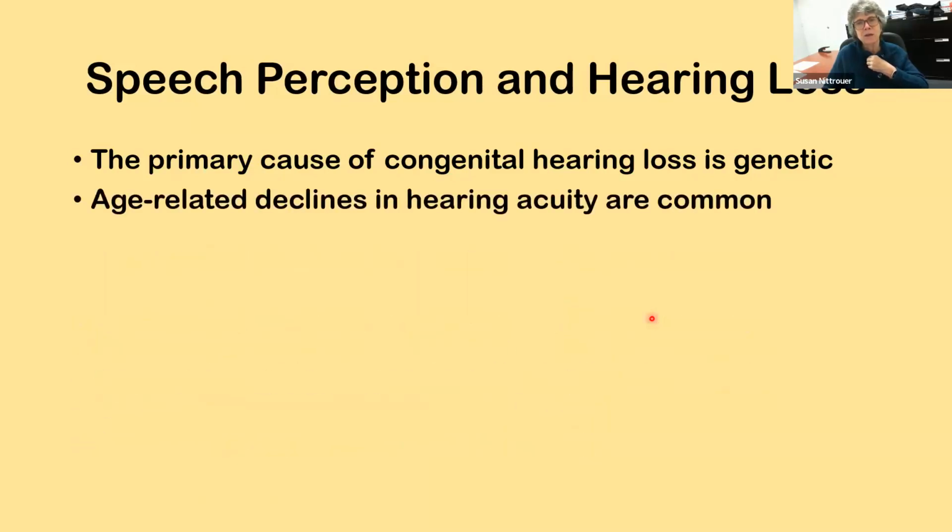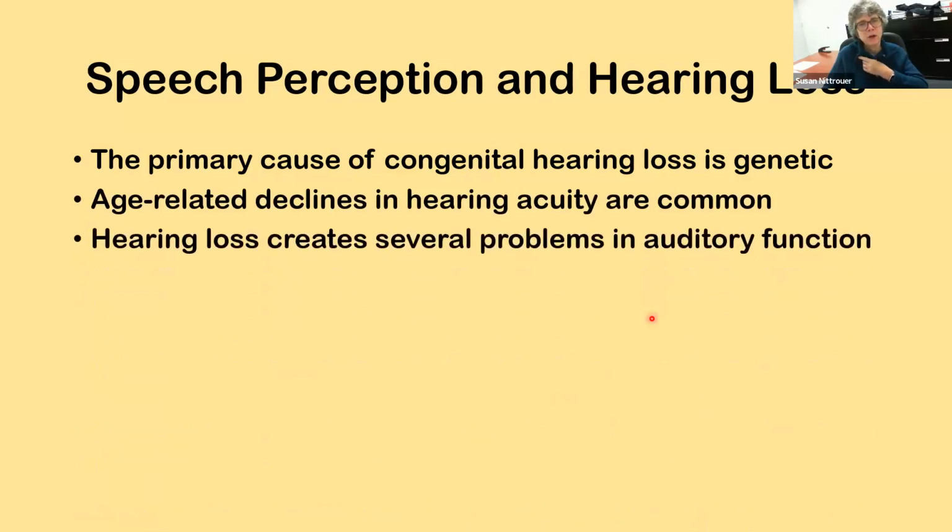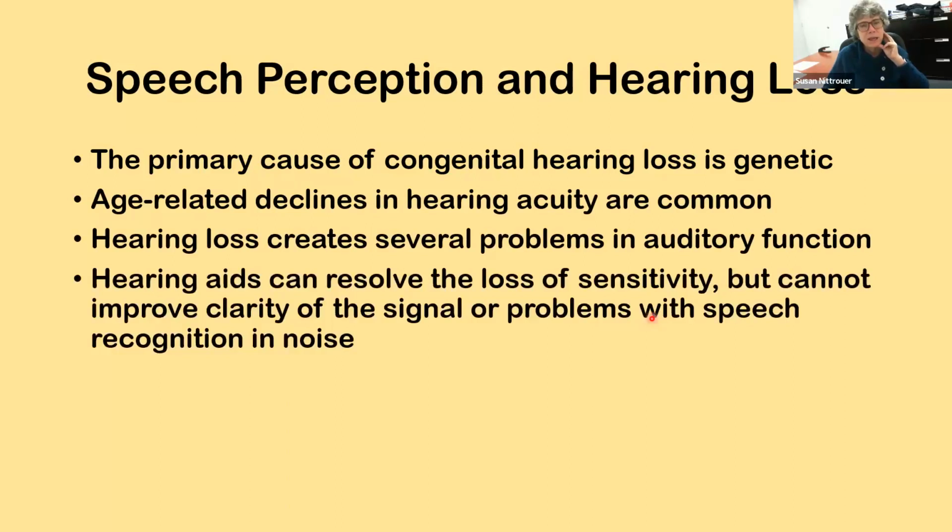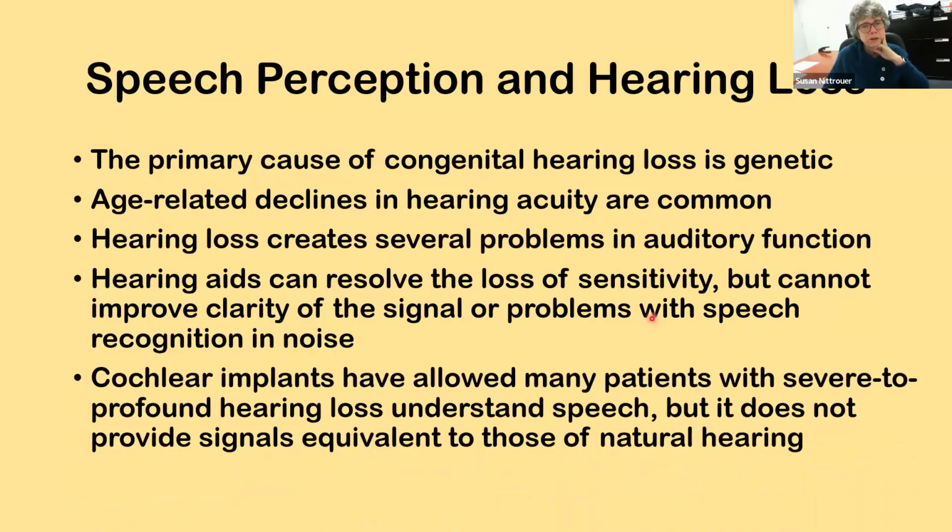Age-related declines in hearing acuity are common, and we saw all the reasons for that. Hearing loss creates several problems in auditory function beyond a loss of sensitivity. Hearing aids can resolve the problem of sensitivity, but cannot improve the clarity or the problems of speech recognition in noise. And cochlear implants have allowed many patients with severe to profound hearing loss to understand speech, but it does not provide a signal equivalent to the signals you get through natural hearing.